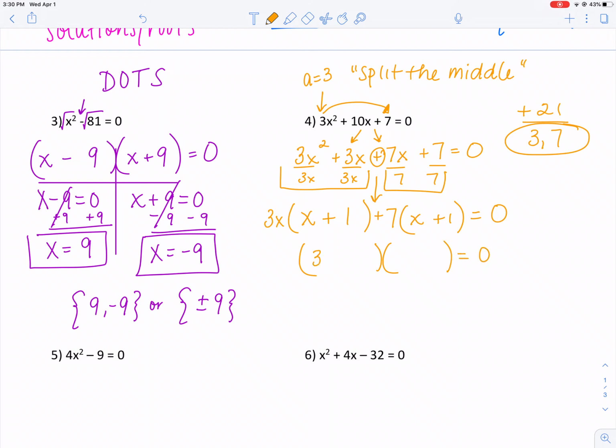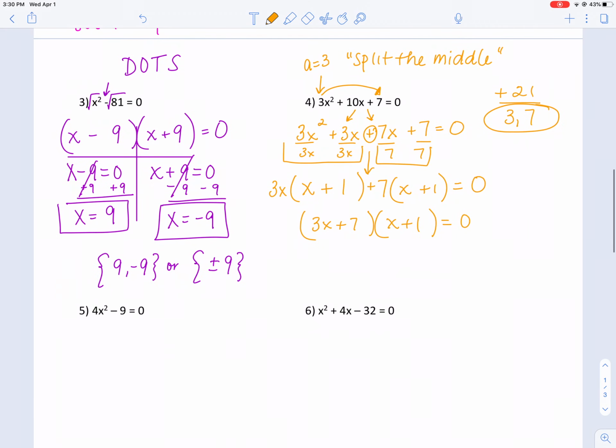One of them is 3x plus 7. The other is x plus 1. Now you have your 2 numbers, your 2 factors to set up your T. Now be careful with this guy. 3x plus 7 equals 0. X plus 1 equals 0. This is the easy one.